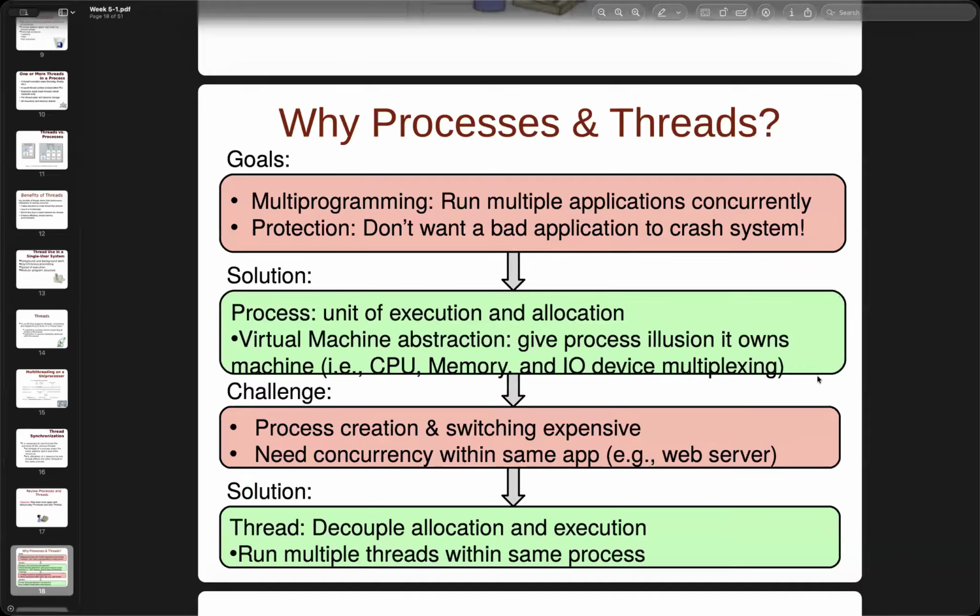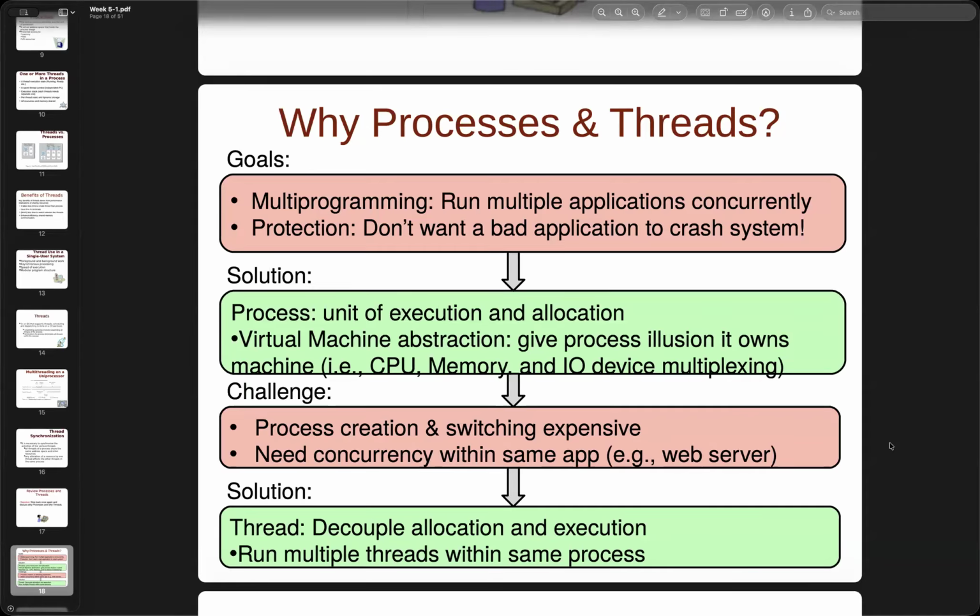Then what's the challenge if we want to use this solution? Well, we need to create those processes, and then we need to switch between those applications. That is expensive, of course, because of the time cost. Also, we need to do concurrency within the same app, let's say a web server. So how about we think about having a process? How can we make a sub-function or something like this? How can we create that first?